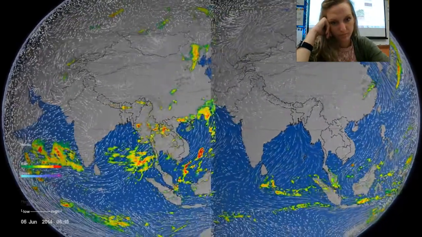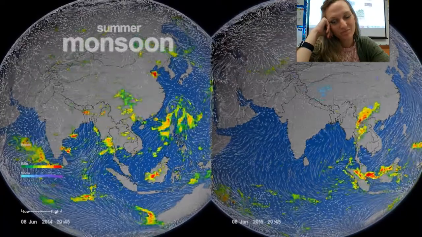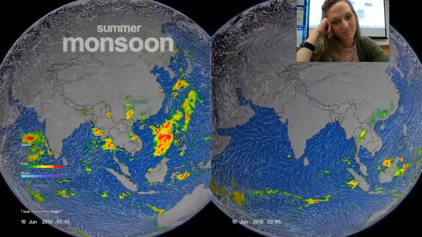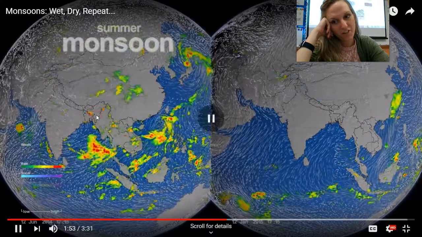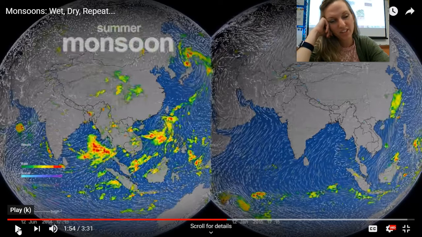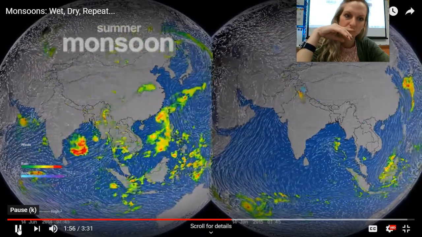In the summer, the wind is blowing onshore, bringing the moist, rain-laden air into the continent. In the wintertime, it blows off the continent. Now, those winds are basically driven, follow the arrows towards the land, away from the land, by temperature differences between the ocean and the land.